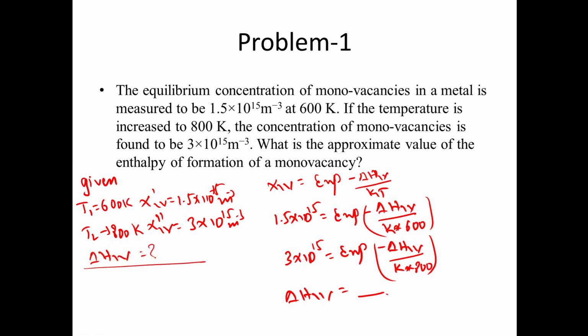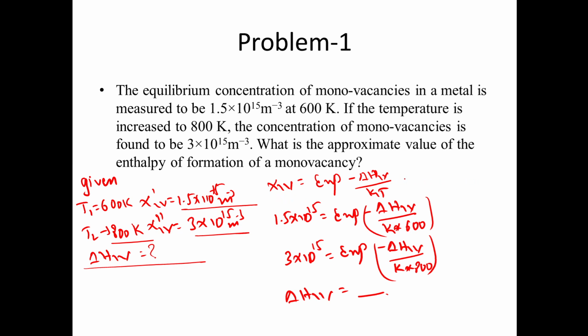This is the enthalpy of formation of the mono vacancy. At T1 of 600 Kelvin, and this is the vacancy concentration at 800 Kelvin, and it is doubled. The temperature is not doubled, it is only increased by 200 Kelvin, and the vacancy concentration is doubled. This indicates that temperature has an exponential effect on the vacancy concentration.